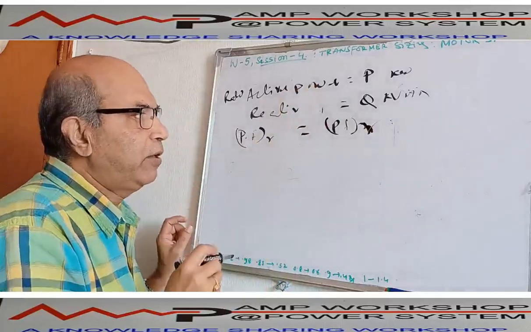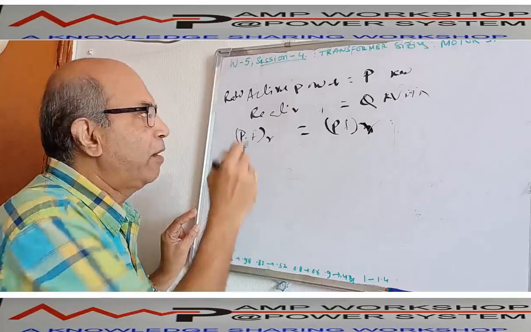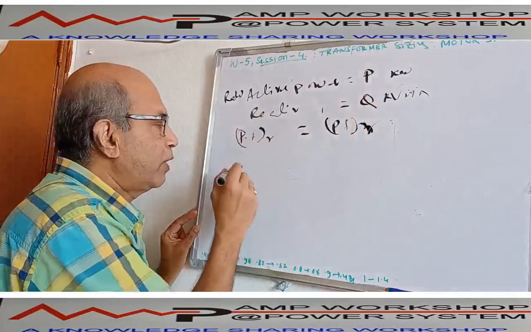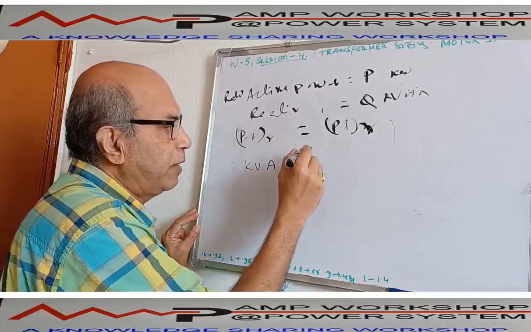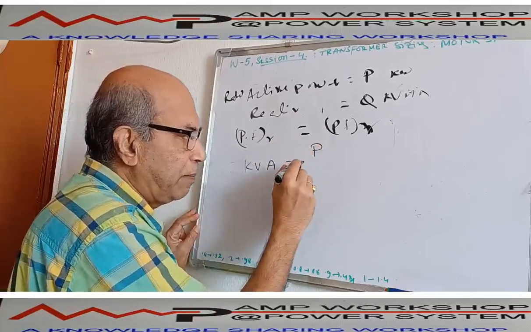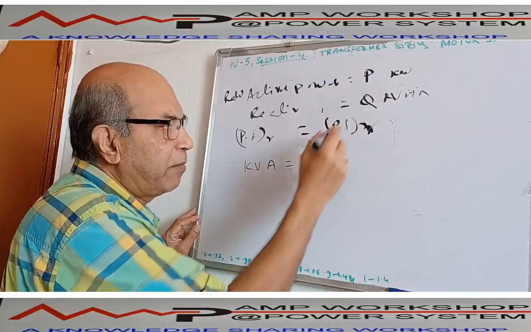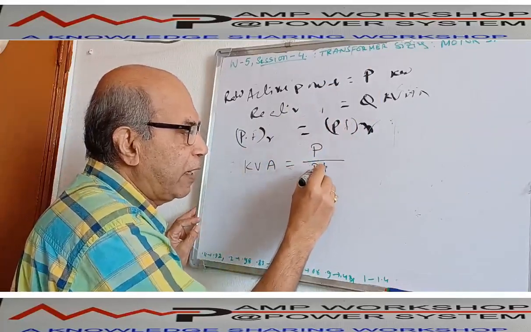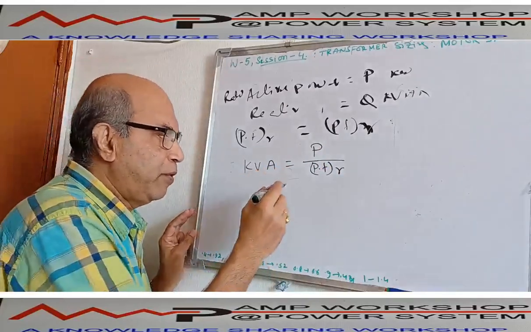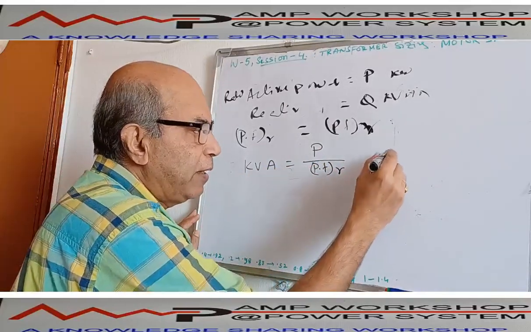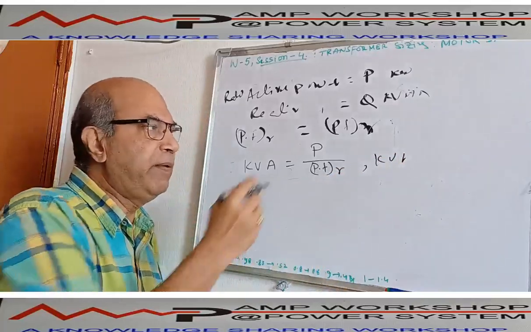So in the rated condition, if we want to calculate the motor kVA, we know kVA equals kilowatt divided by power factor. That means P, the active power, divided by the running power factor, PF running. This is the kVA. And if we want to calculate kVAR, how much is the kVAR? Generally in the motor data sheet, kVAR is not mentioned.